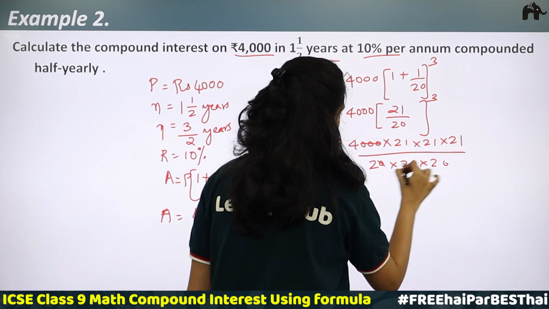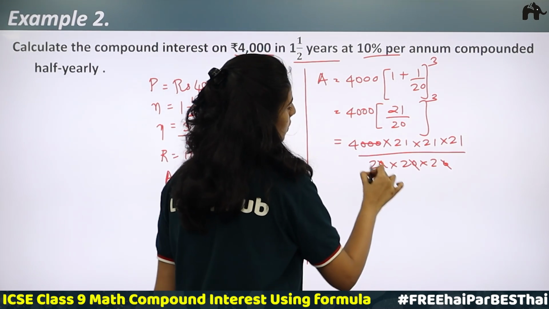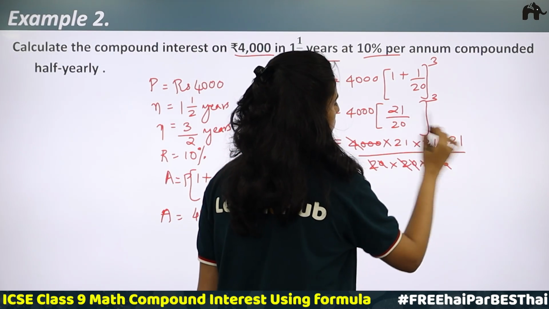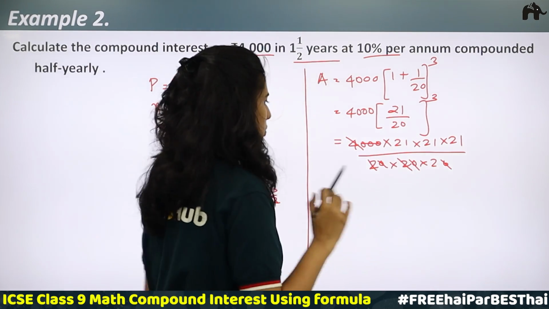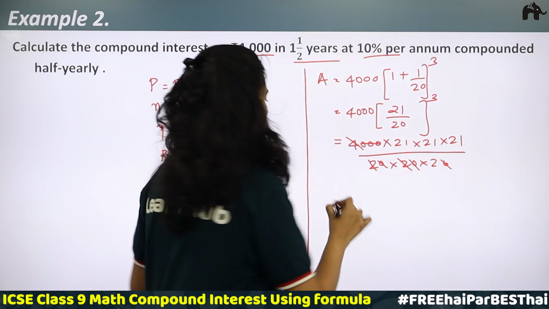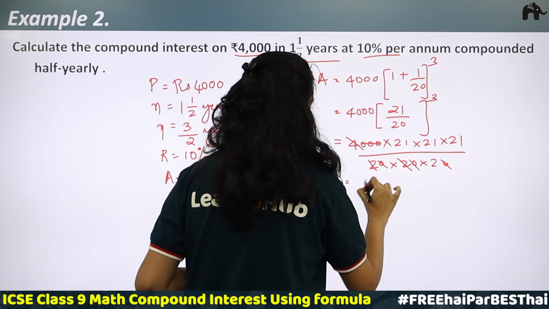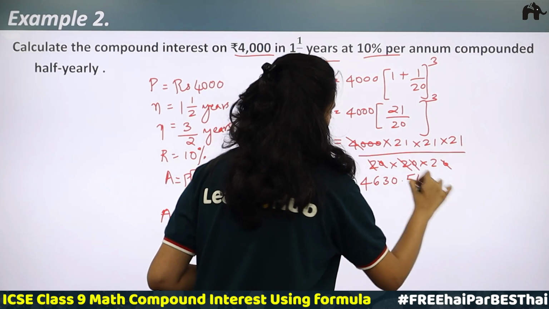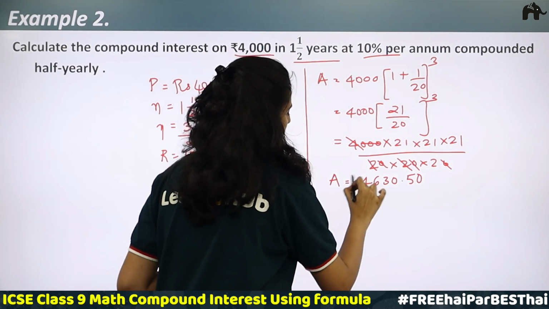So cancelling these 3 zeros, 2 into 2 is 4. So 21 into 21 into 21 divided by 2. You will be getting the amount. So here when you calculate, the amount will be 4,630.50. Okay, this will be the amount.